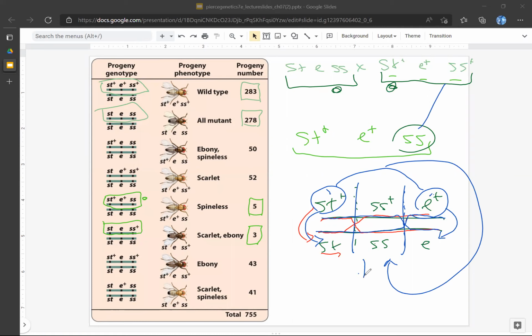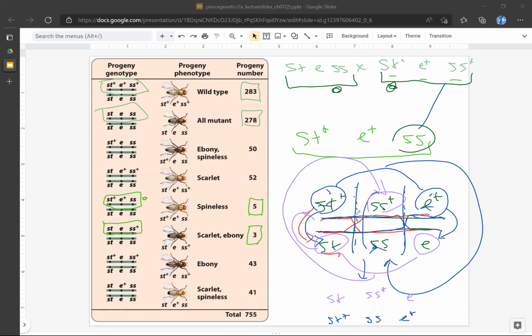And therefore, from this, we get that ST plus, SS, and E plus, because ST plus and E plus move down here. So we have our ST plus, SS, and E plus. And similarly, I'm running out of colors. We had our ST and our E traveling together, jumping over to this side to meet up with our SS plus. So we had ST and E jumping from the bottom to the top. So ST and E, and then we had our SS plus in the middle.